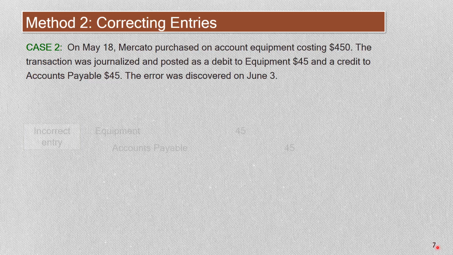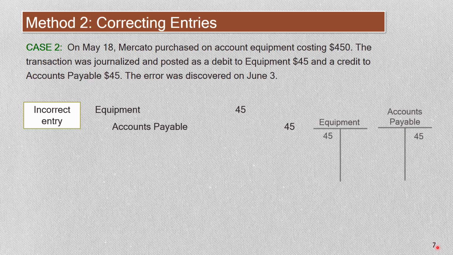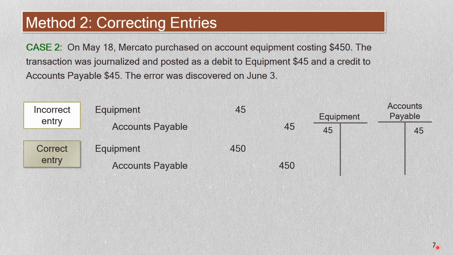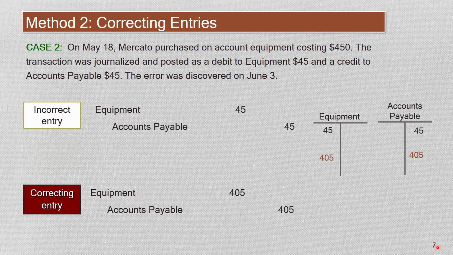If we do the correcting entry method, again we have our incorrect entry, which is a debit to equipment of $45 and a credit to accounts payable of $45. We know what they should have done. It should have been $450. So my correcting entry is just going to increase the equipment account and increase my accounts payable account by the additional $405 that we're missing. So again, we only enter the correcting entry, and the incorrect plus that correcting equals the $450, which is what they should have done in the first place.